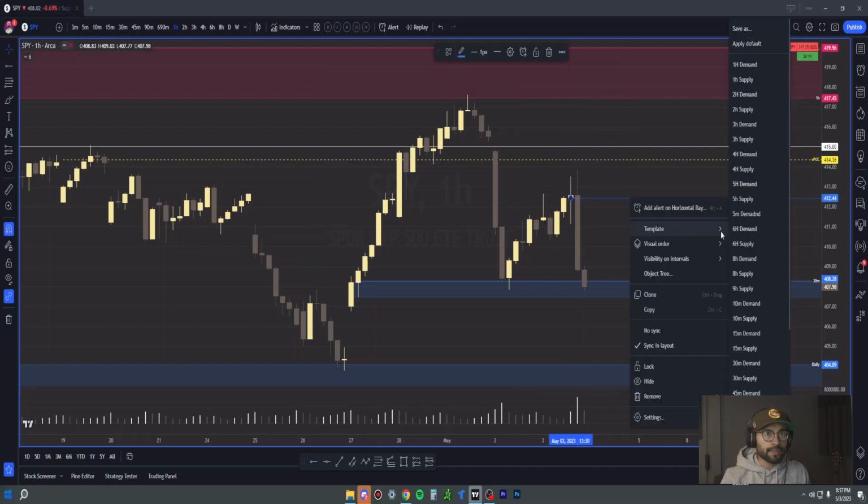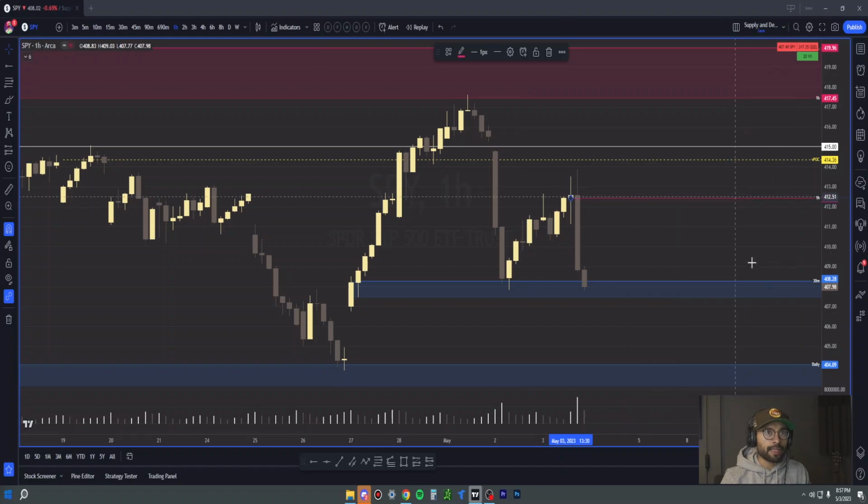So this is the hourly. So what I'm going to do is label it 1 hour supply, and then get my little square box and draw it from here to here.